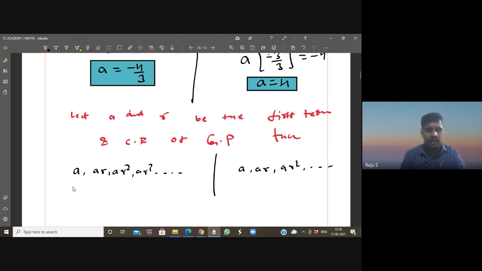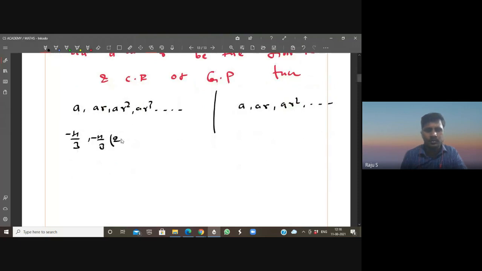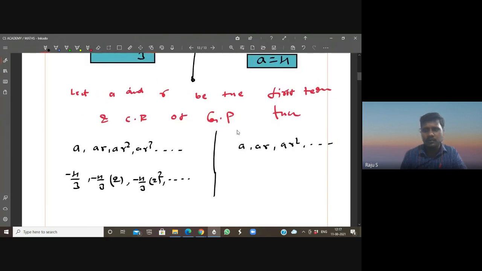The a value is minus 4 by 3, minus 4 by 3, comma, minus 4 by 3 into R. What is the R value? Common ratio here, in this first case, is 2: minus 4 by 3 into 2, minus 4 by 3 into 2 square, and so on. In the second case, the a value is 4. 4, 4 into the R value. The R value is minus 2. 4 into minus 2 square, and so on.